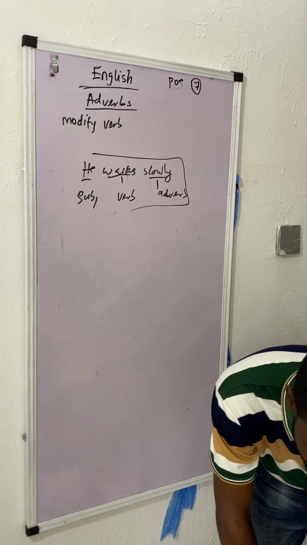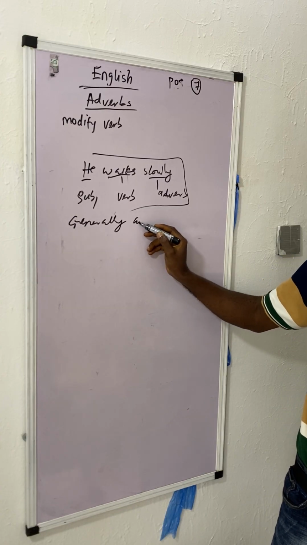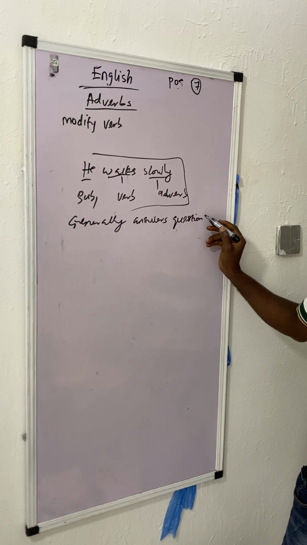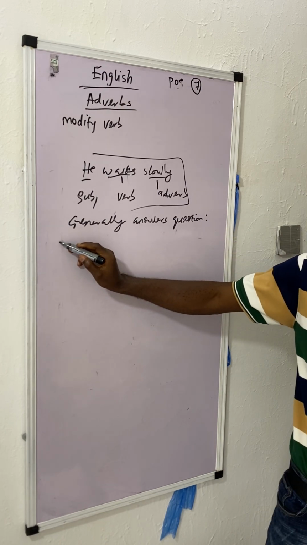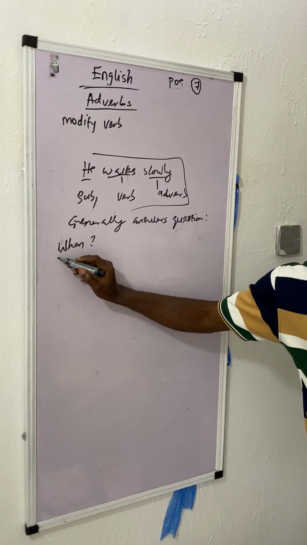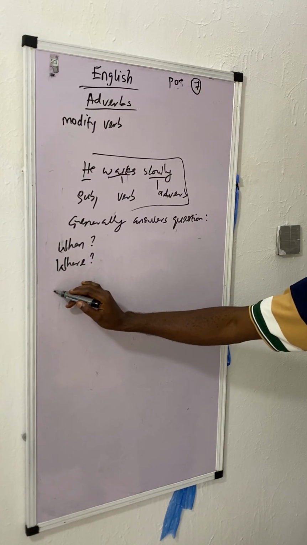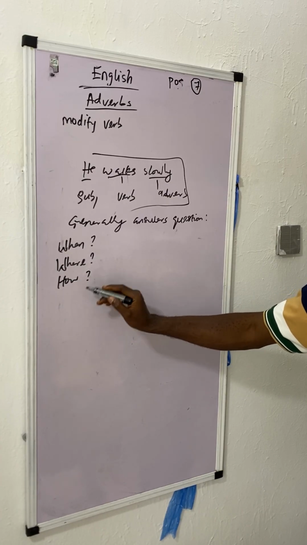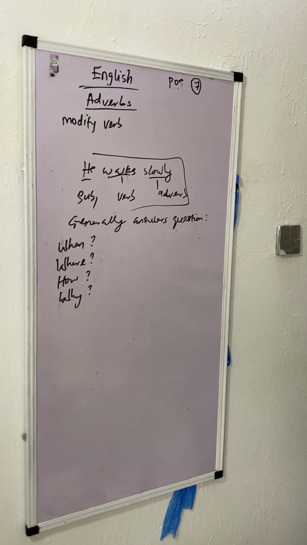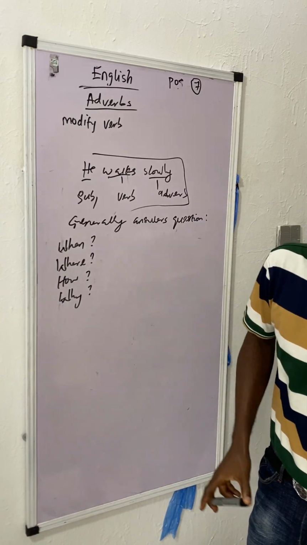All right. Adverbs generally answer questions such as when, what, okay, where. Let's use where. That's place. Then how, which is manner. Then why, which is reason. All right. So answering questions with adverb. Let's now dive deep into the four of them.